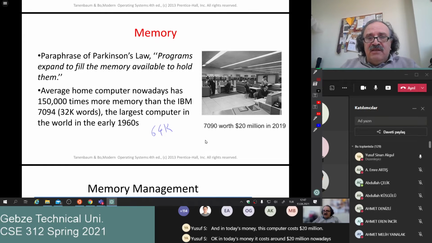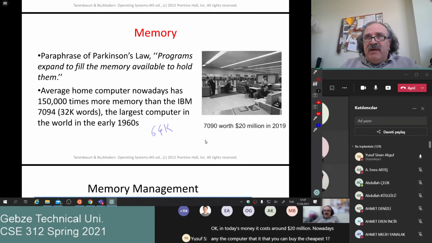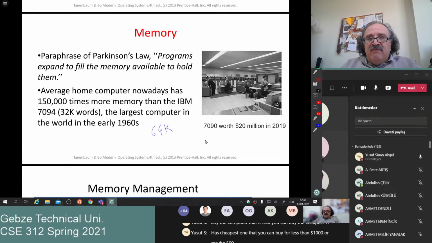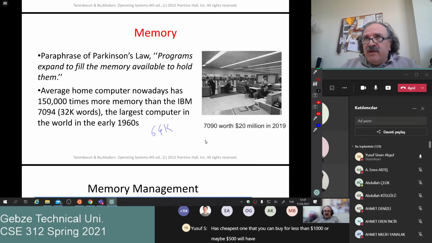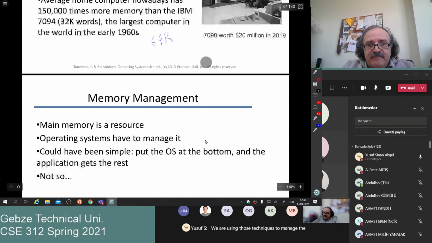Nowadays, the cheapest computer that you can buy for less than $1,000 or maybe $500 will have hundreds of thousands of times more memory. Still, we have to be careful about the memory. That doesn't mean that we have lots of memory compared to the 1960s. In fact, we are using the memory management techniques they invented in the 1960s.